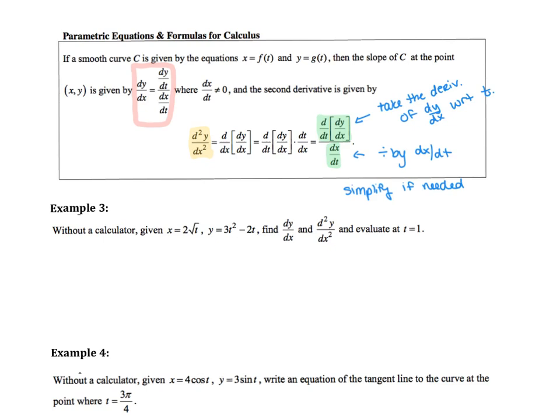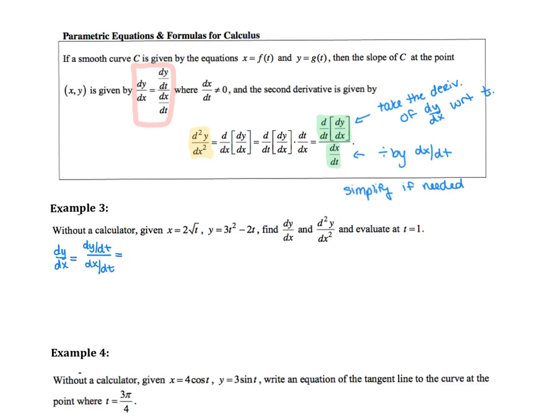Now let's take a look at examples so that we can get some practice. So without a calculator, given that x is equal to 2 times the square root of t and y is equal to 3t squared minus 2t, we're going to find dy dx and the second derivative of y with respect to x, and we're going to evaluate at t equals 1. So first, dy dx is equal to dy dt over dx dt.